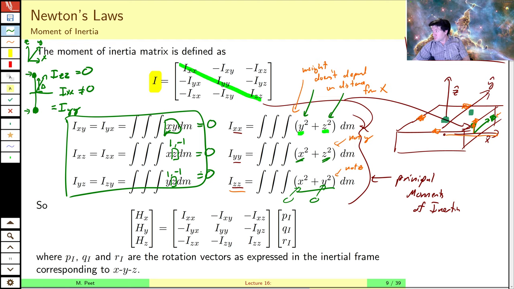And we can extend that to planes of symmetry. Let's see. Do some erasing here. Space for myself, planes of symmetry.